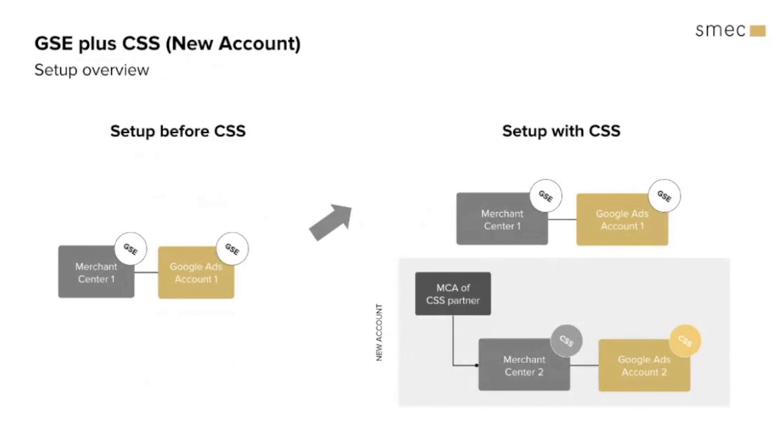And when we set up with CSS on the new accounts, we create a new Merchant Center and a new Google AdWords account for CSS. So what you see on the right-hand side of the slide essentially is the classic scenario where you continue to use GSE, obviously assigning it with its own budget and its own objectives, but you are also now using CSS, feeding through from the same MCA of the partner, but with a distinct Merchant Center and a distinct Google AdWords account.